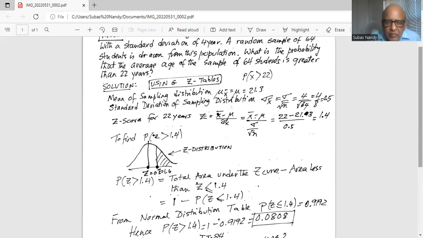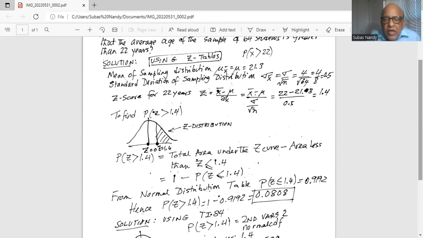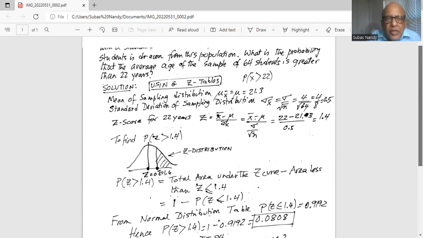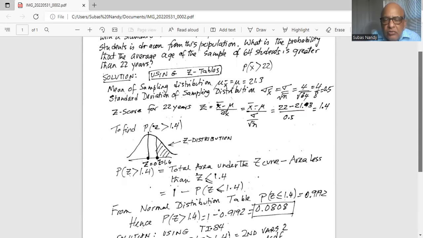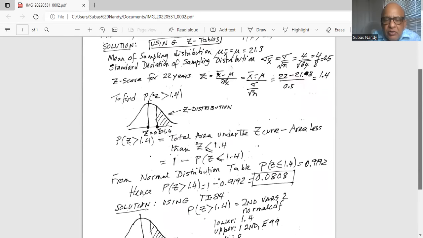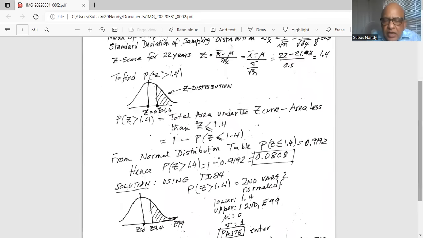So that is the same as the total area under the standard normal curve, which is 1, minus the probability of z less than or equal to 1.4. Which is 1 minus 0.9192, which is 0.0808. What does that number mean? It means the probability that the sample mean of 64 students is greater than 22 years is 0.0808. Now let's do the same calculation using the TI-84.